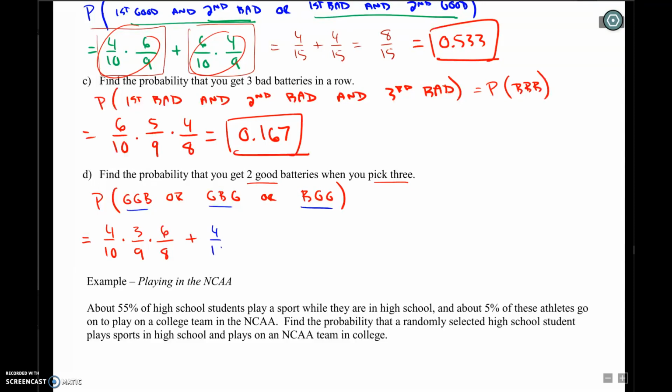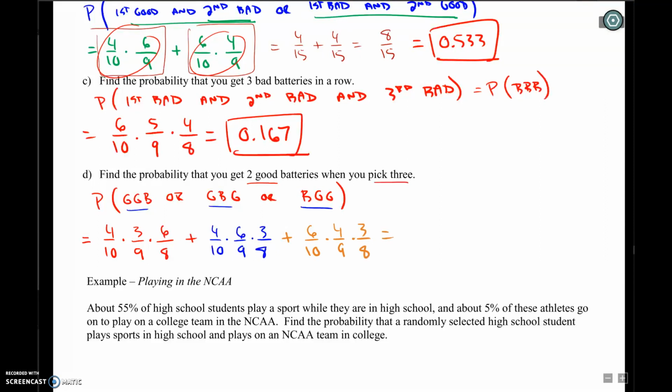That's 4 good out of 10 times a bad, 6 out of 9 because one less left over, times the third one is good. So I had 4 good ones, now I got 3 good ones. I had 9 total, now I got 8 total. And plus. The first one's bad, 6 out of 10. Second one's good, 4 out of 9. Last one is good, 3 out of 8.